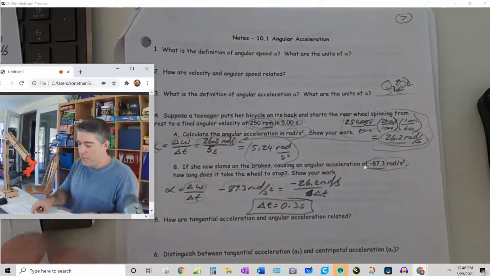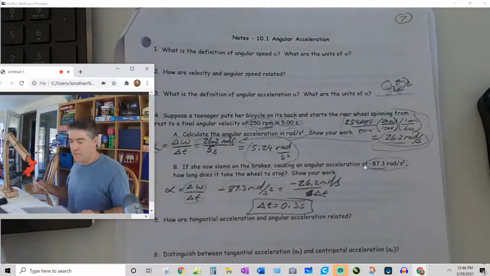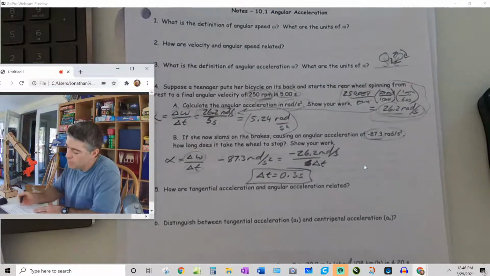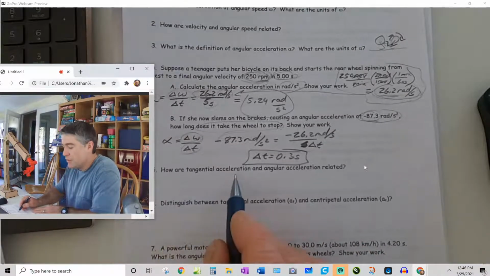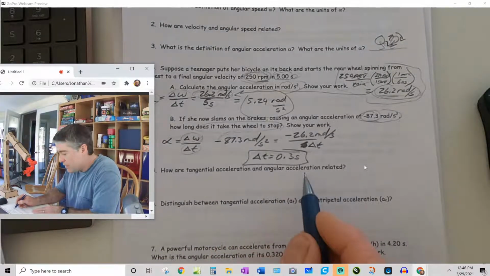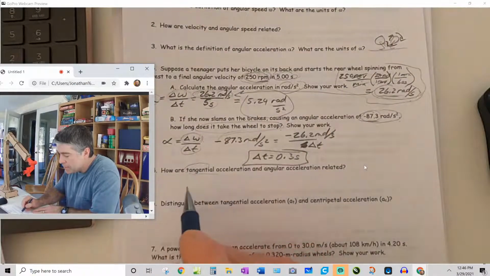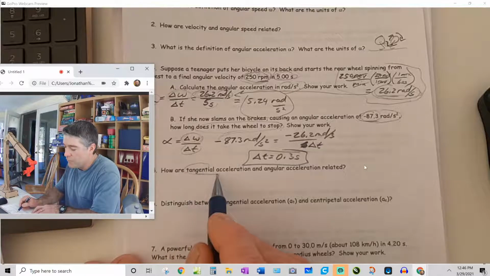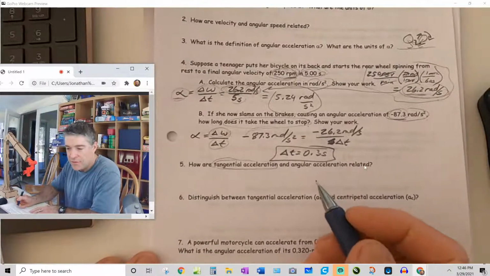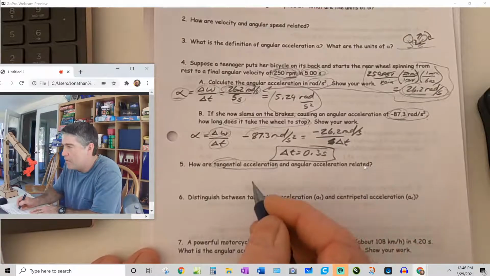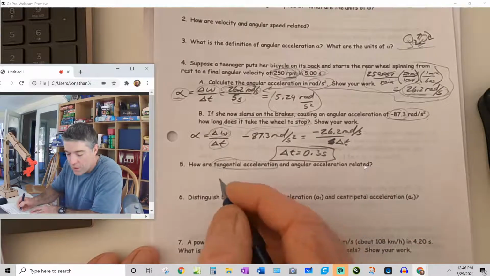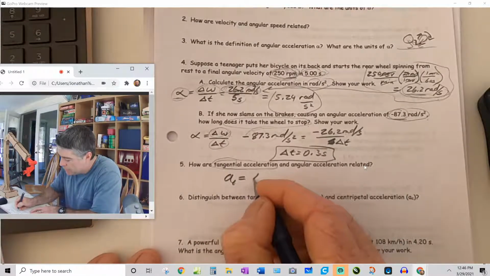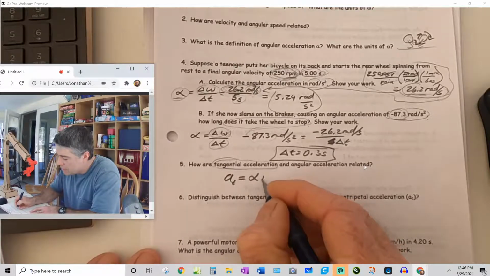I'm going to reveal my cheat sheet again over here. I'm cheating as I go because I'll write this next one in, since my cheat sheet's a little bit messy. How are tangential acceleration and angular acceleration related? I don't even like this word very much, but Mr. Pennington uses it, and I think you'll see it in physics textbooks and AP physics if you go on. So it's this: tangential acceleration equals angular acceleration times r.